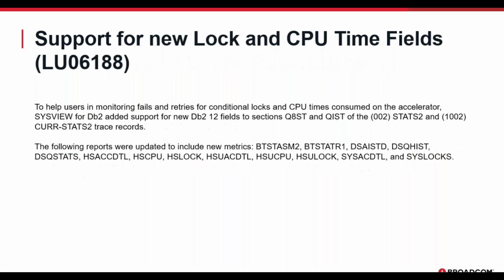Next slide, please. There's support for new lock and CPU time fields that should help users in monitoring failures and retries of conditional locks and CPU times consumed on the accelerator. This involved adding support for sections Q8ST and QISST of accounting statistics fields 2 and 1002. A number of reports were updated as a result as well. You can see the list of reports available here.